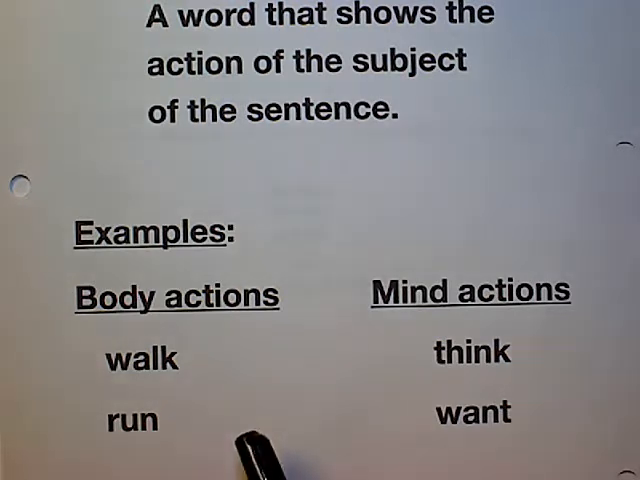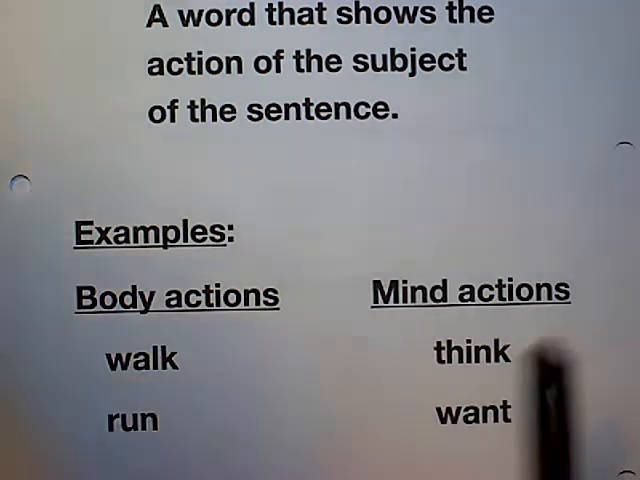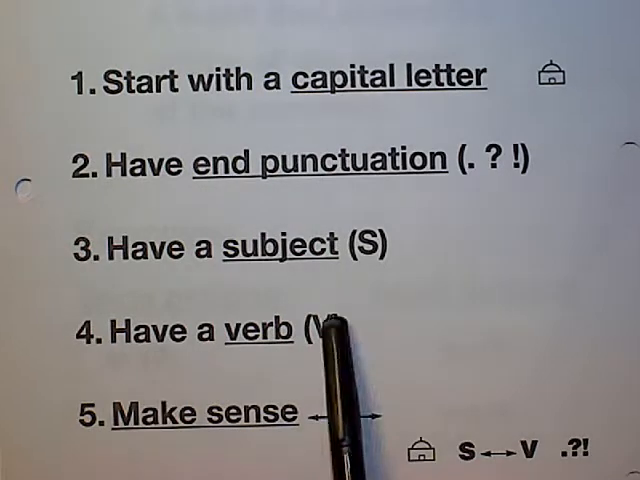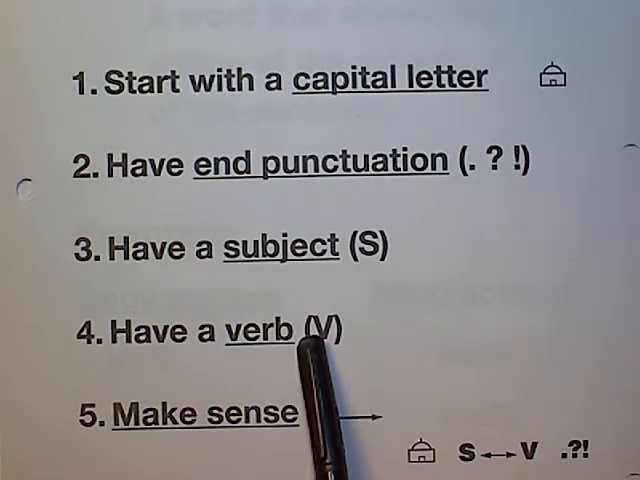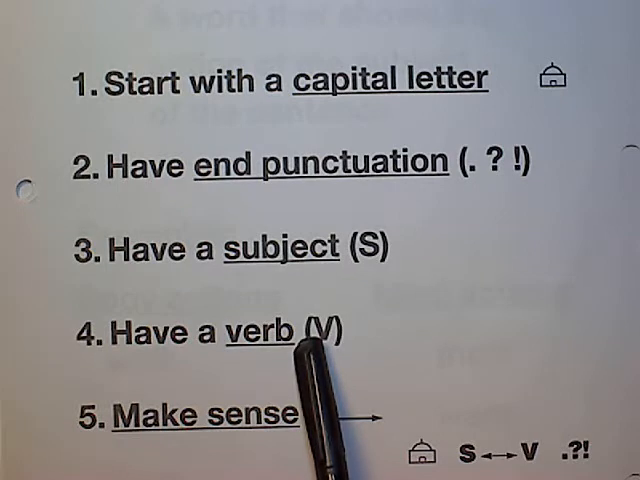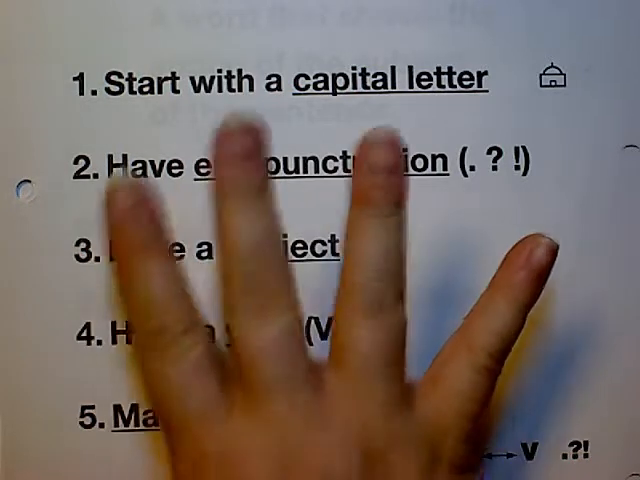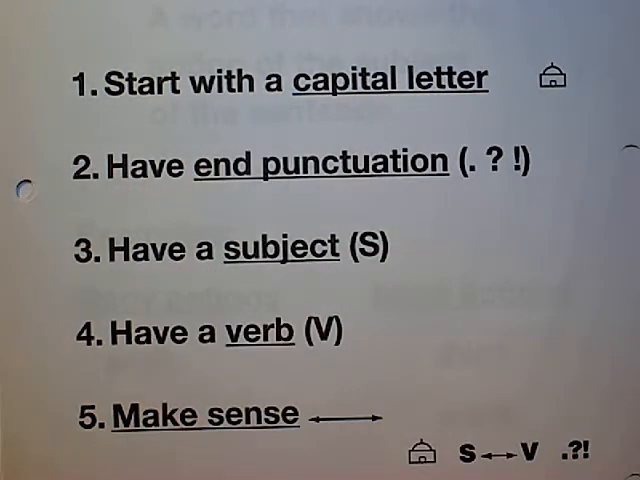Now to remember to always include a verb in a sentence, we're going to use our cue or our signal, V for verb. You have to have a verb. So far we have 4 requirements to a complete sentence. Let's go over them. We have to start with a capital letter, have an end punctuation, have a subject, have a verb. Those are the 4 things that you definitely need in a sentence.